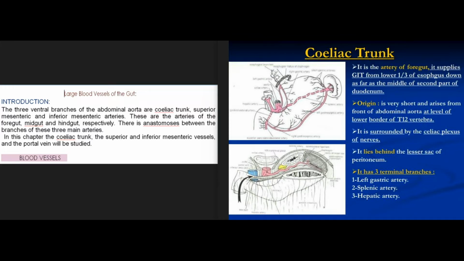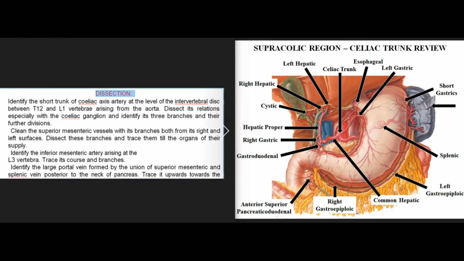Blood vessels: identify the short trunk of coeliac axis artery at the level of the intervertebral disc between T12 and L1 vertebrae arising from the aorta. Dissect its relations especially with the coeliac ganglion and identify its three branches and their further divisions. Clean the superior mesenteric vessels with its branches both from its right and left surfaces. Dissect these branches and trace them till the organs of their supply.